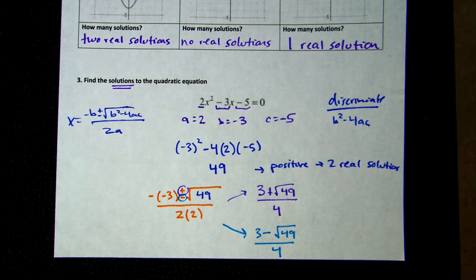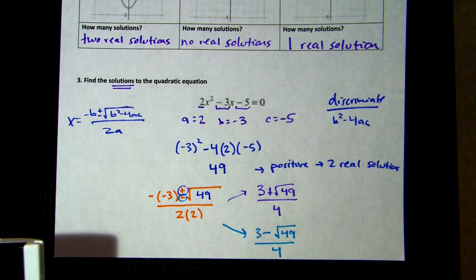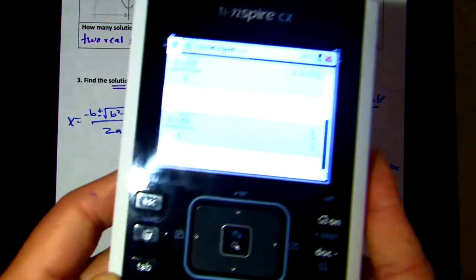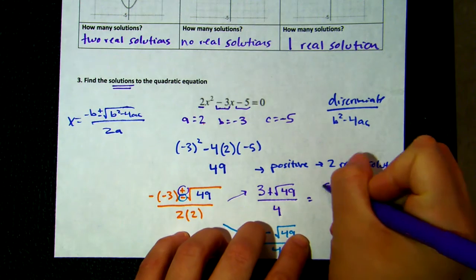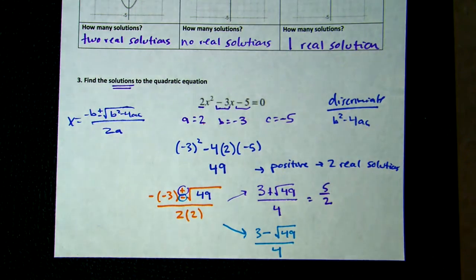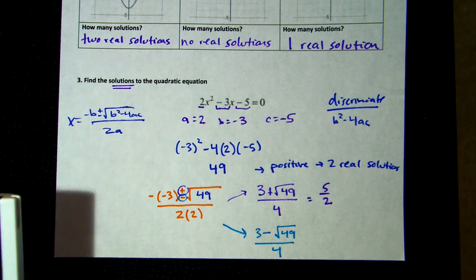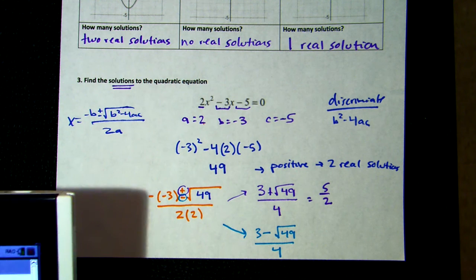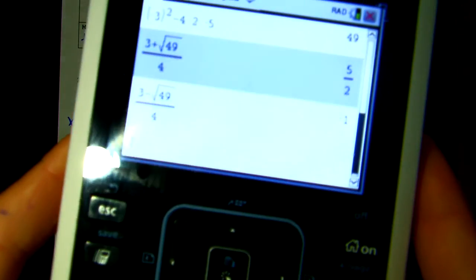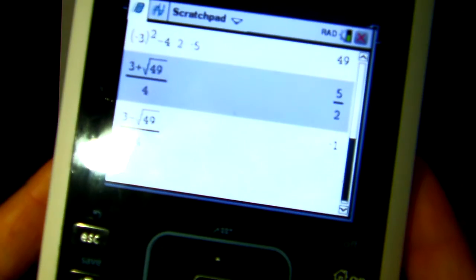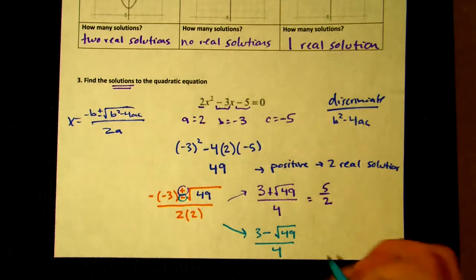And from there, I can plug both of those into my calculator. Make sure you're using control and the division sign to set up that fraction bar. So my positive answer ends up being 5 over 2. So my positive answer simplified is 5 over 2. My negative answer simplified is going to be negative 1. So notice the only thing I changed between these two is that addition or subtraction sign.